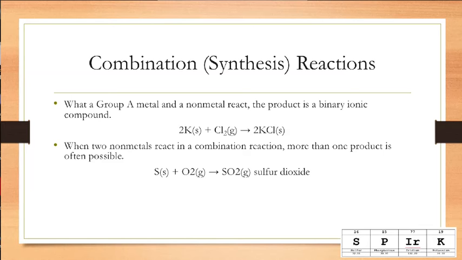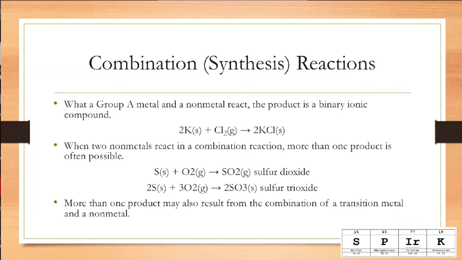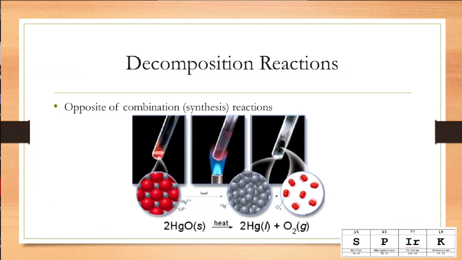Those 2's should be subscripts. When I uploaded these, the formatting must have shifted a little bit. But we have sulfur plus oxygen yielding SO2, which is sulfur dioxide. But other times when we add sulfur and oxygen, we could get sulfur trioxide, SO3. More than one product may also result from the combination of a transition metal and a nonmetal. Think about how we have copper 1 and copper 2, we have iron 2 and iron 3, and many others.